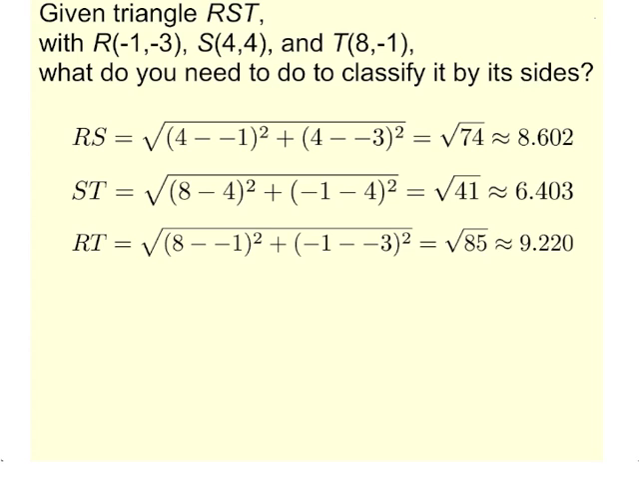So the distance formula says that RS is about 8.6, ST is about 6.4, and RT is about 9.2. So what that tells me is triangle RST, if I am to classify by its sides, it can either be scalene, isosceles, or equilateral. Since all the sides are different, this is indeed a scalene triangle.